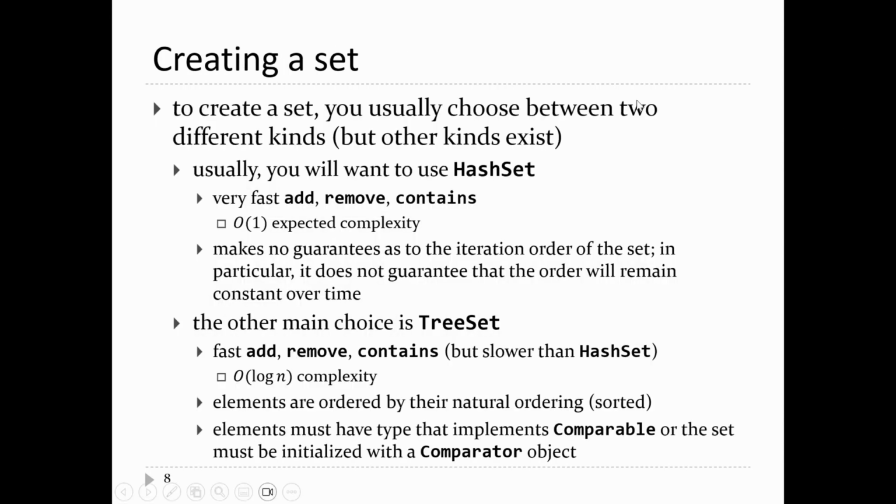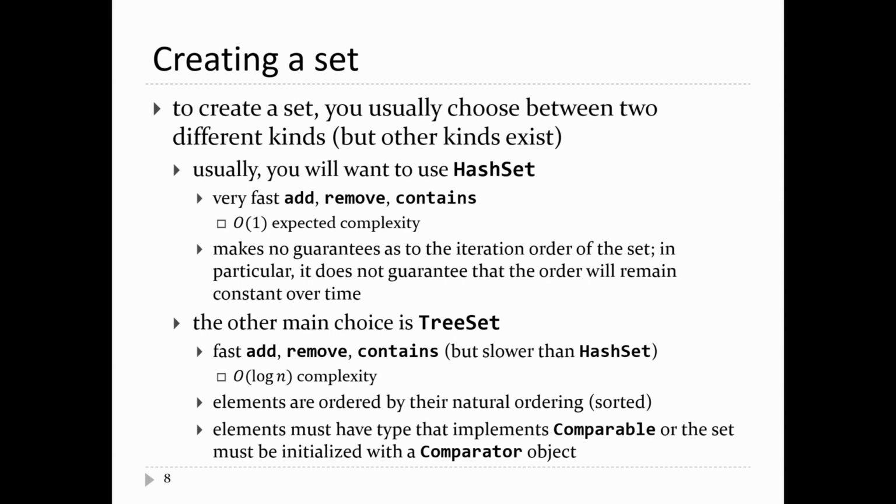Okay, so when you make a set, you usually choose between two or three different kinds of sets, and there are actually more sets that you could use. You almost always want to use hash set. Its fundamental operations, add, remove, and contains, those are the primary methods for sets. Those all have O(1) expected complexity.